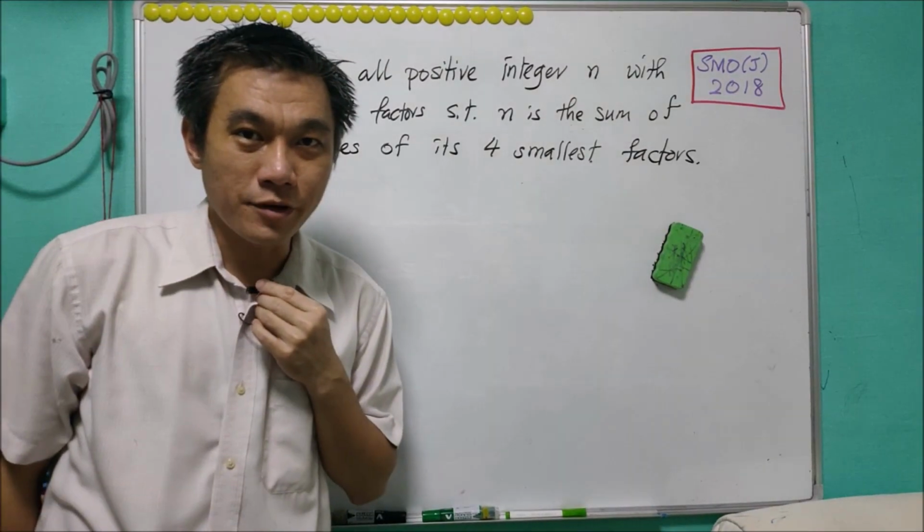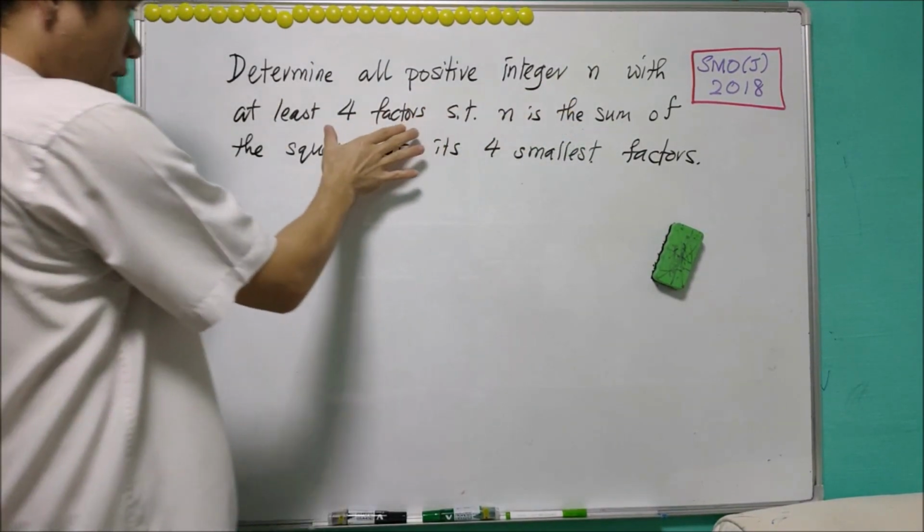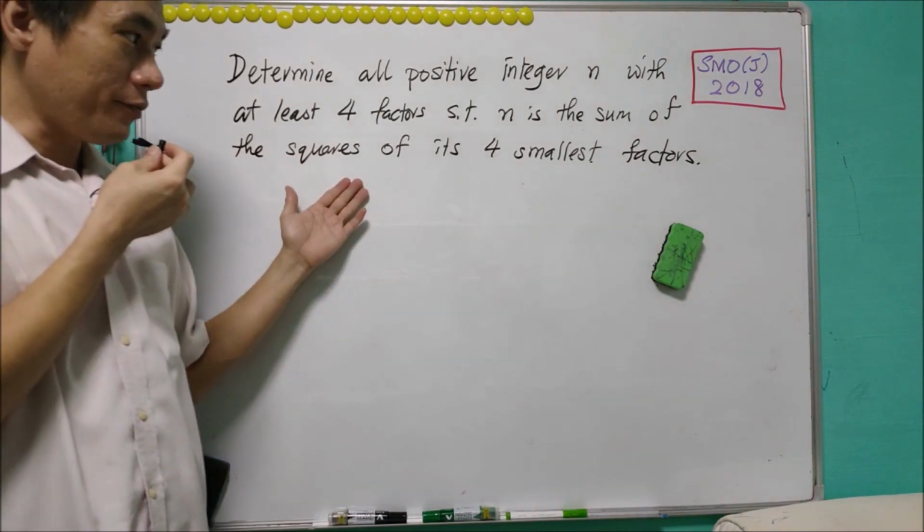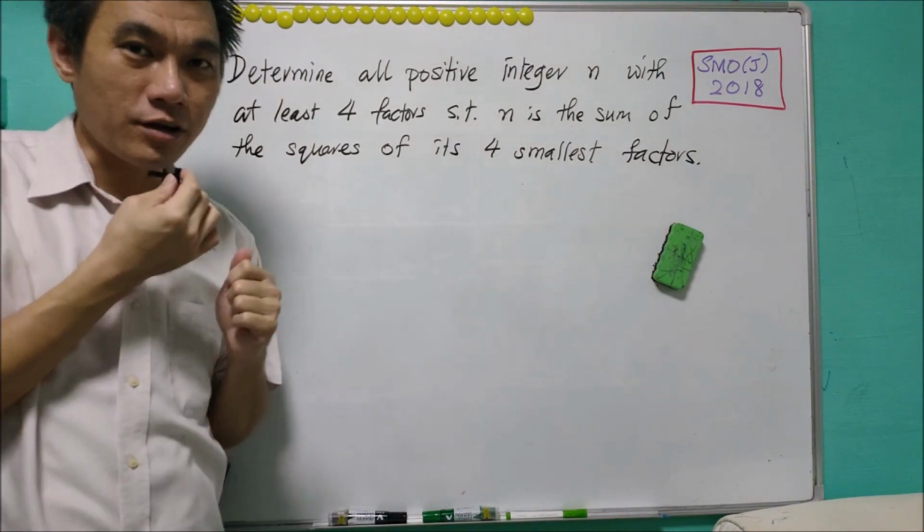Welcome to another math problem of the week. Positive integer n with at least 4 factors. Sum of square of its factors. Let's talk about it.